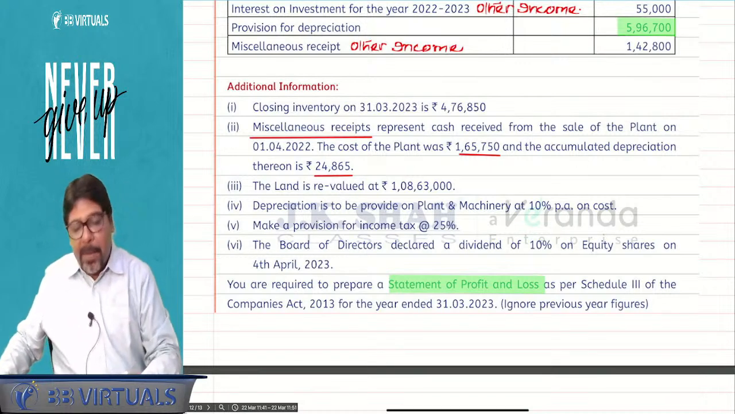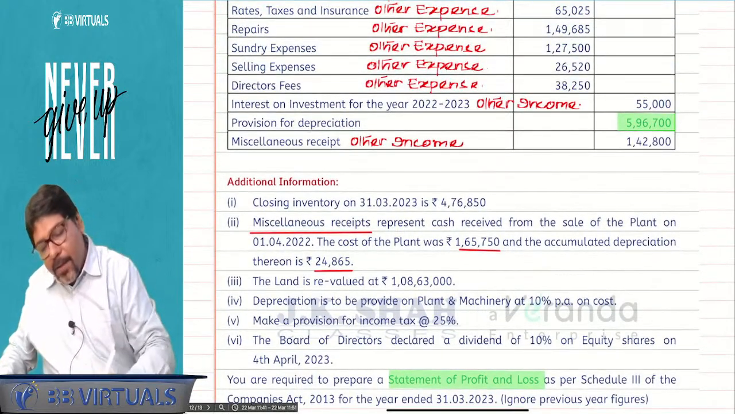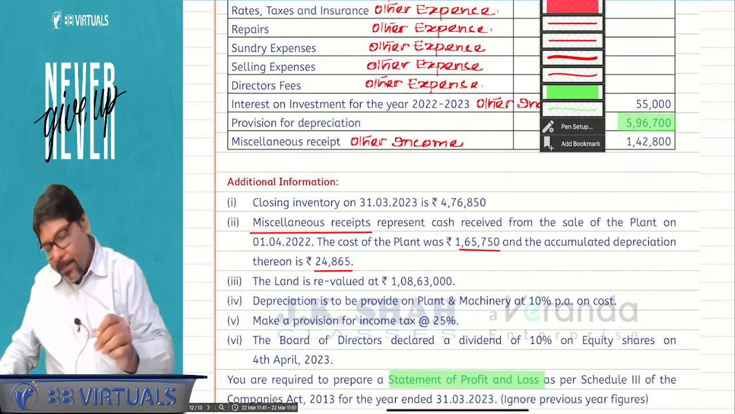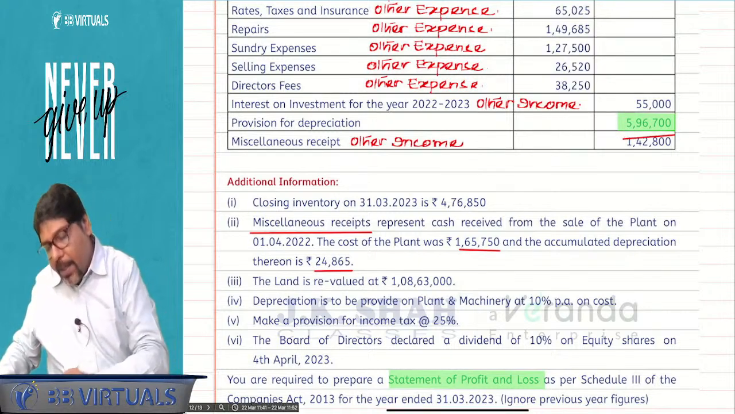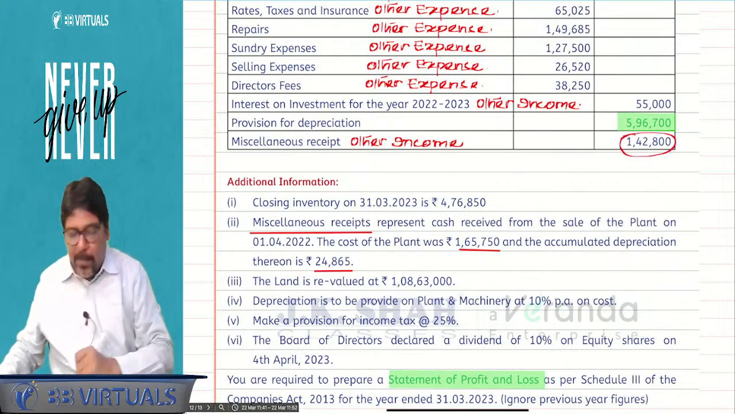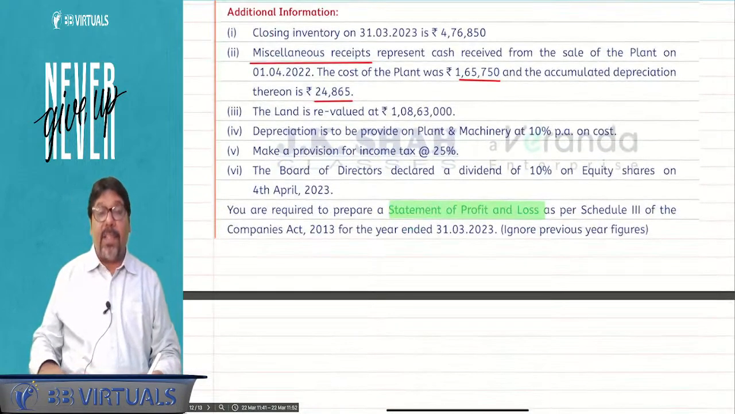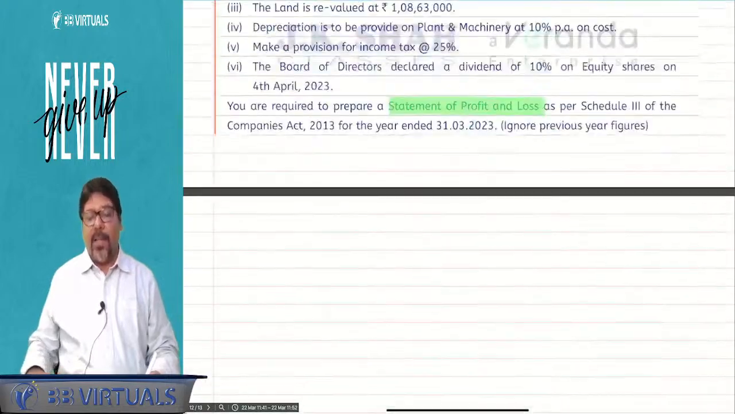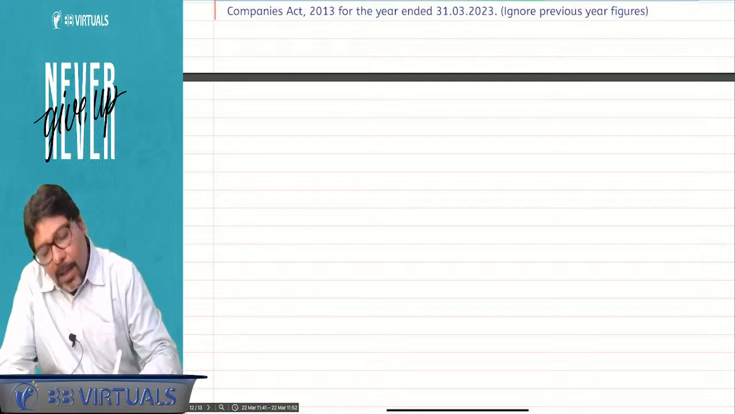Miscellaneous receipt represents cash received, that means it is not other income. It represents the sale of plant and machinery. This is the selling price of plant and machinery. Don't you think there's an error? So what is the error? I'll tell you. Write down, adjustment number 2.